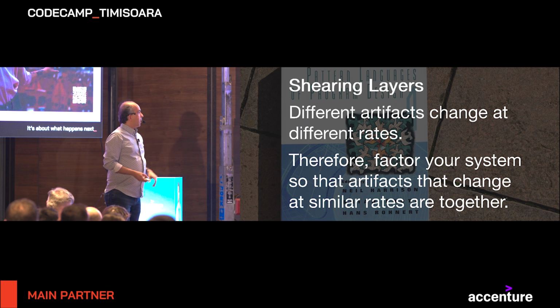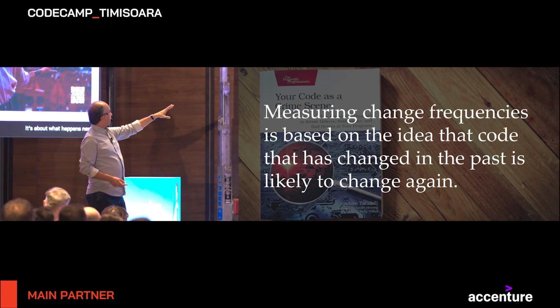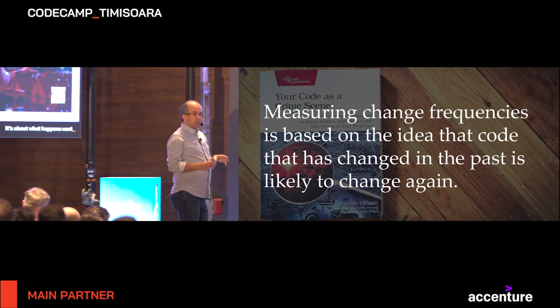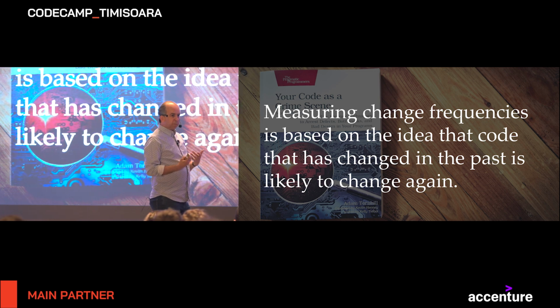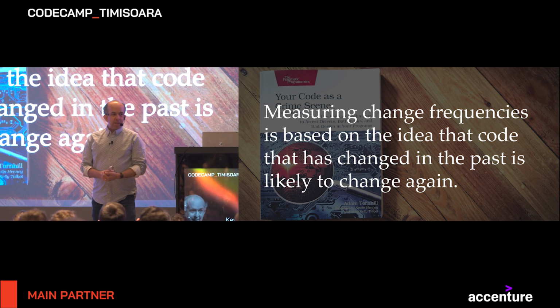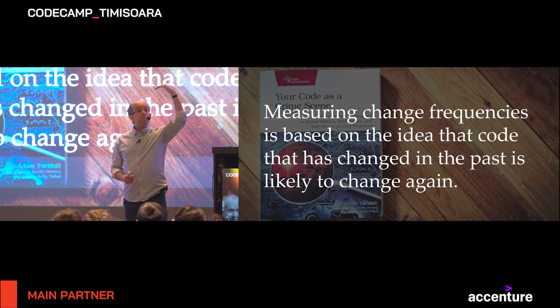We actually see Adam talks about it as well. Measuring change frequencies is based on the idea that code that has changed in the past is likely to change again. But let us also be very clear that what we are using is a probabilistic technique. We are not predicting the future. You cannot predict the future. What we're doing is we're saying there's a high probability this will happen. The rate of change of this appears to be that.